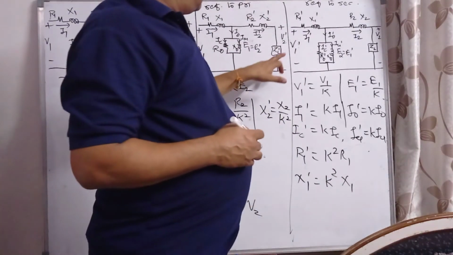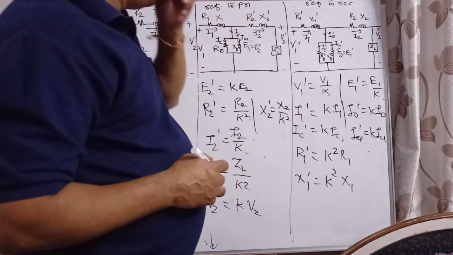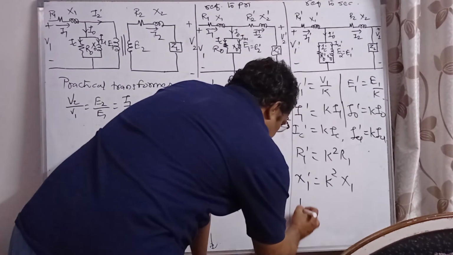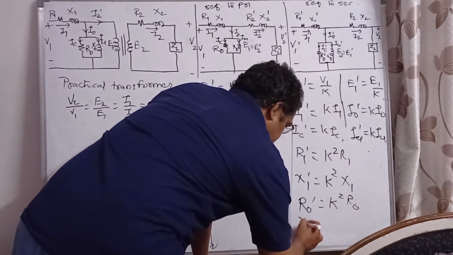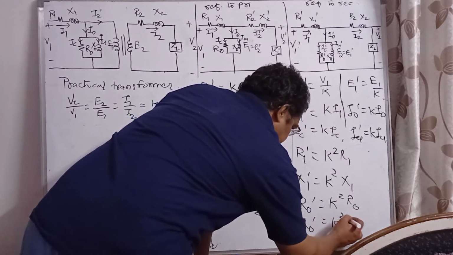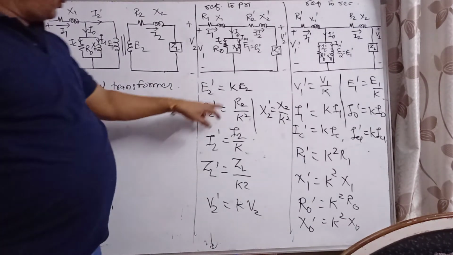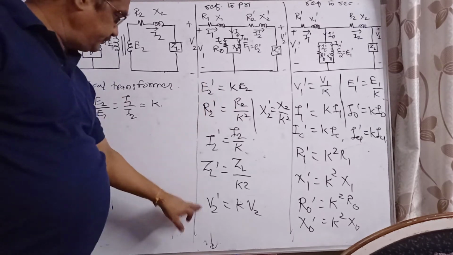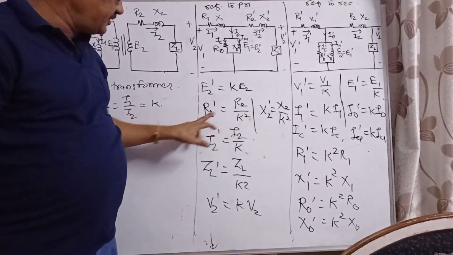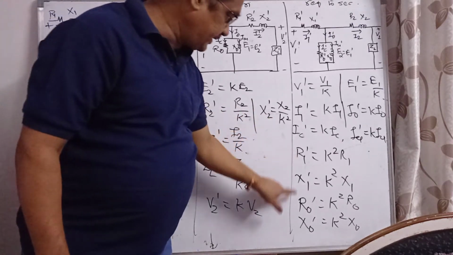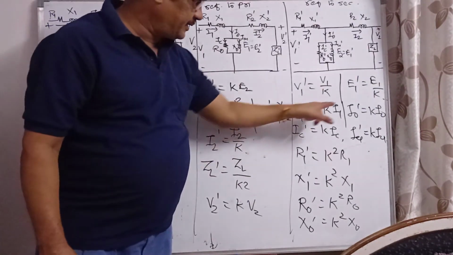Right? 1, 2, 3, 4, 5, 6, 7, 8. RO dash, K square RO, and XO dash, K square XO. Here voltages are multiplied by K, here voltages are divided by K. Here resistance and reactance are divided by K square, here resistance and reactance are multiplied by K square. Here current is divided by K, here current is multiplied by K.